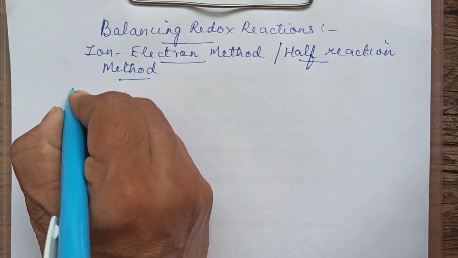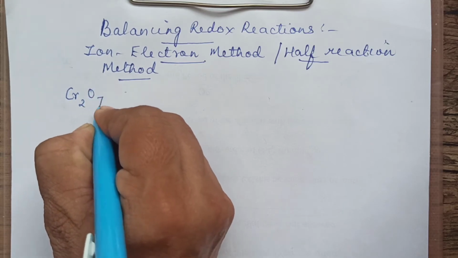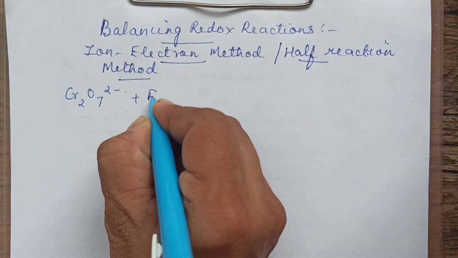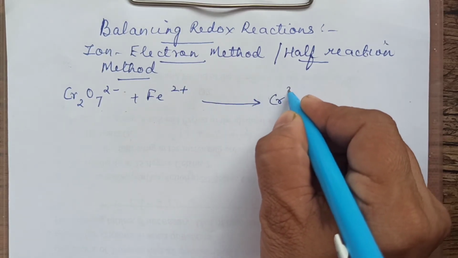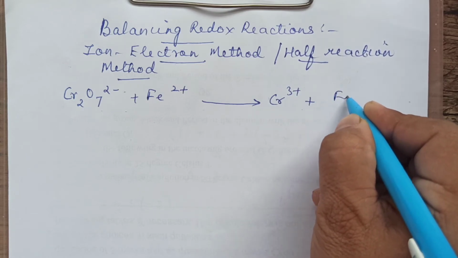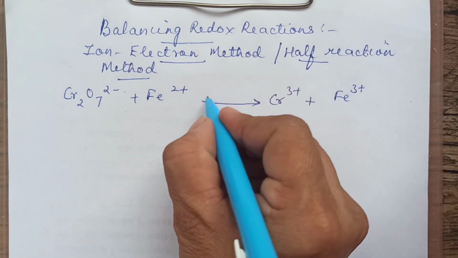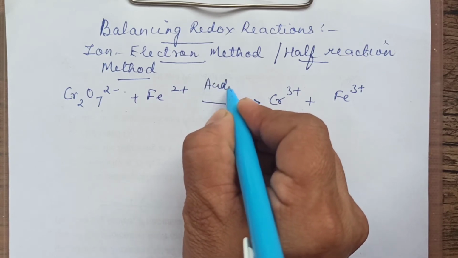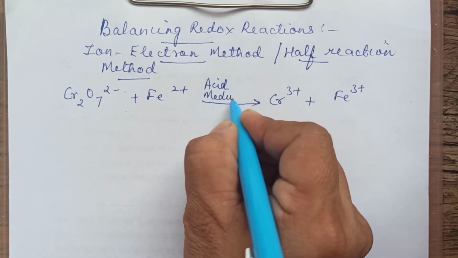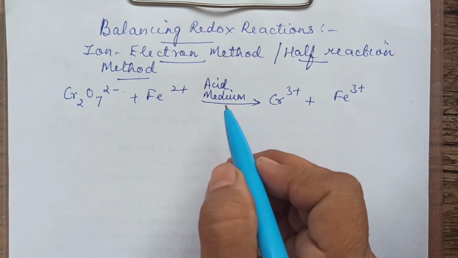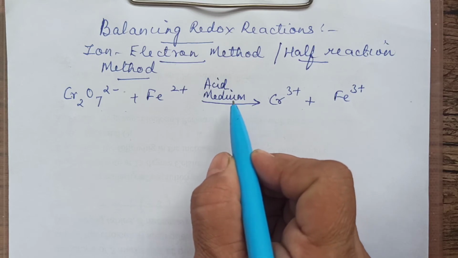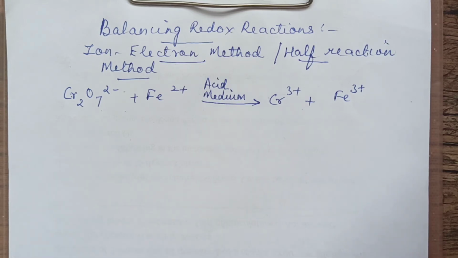Suppose you have this equation given, say Cr2O7 2- plus Fe2+ forms Cr3+ plus Fe3+, and it is given in the question that you have to balance this in acid medium. The medium will always be specified, and the rules are different for balancing in acid and basic medium. So in today's video I will be talking about balancing in acid medium. So what is the first step? I'll be discussing stepwise what we are supposed to do.